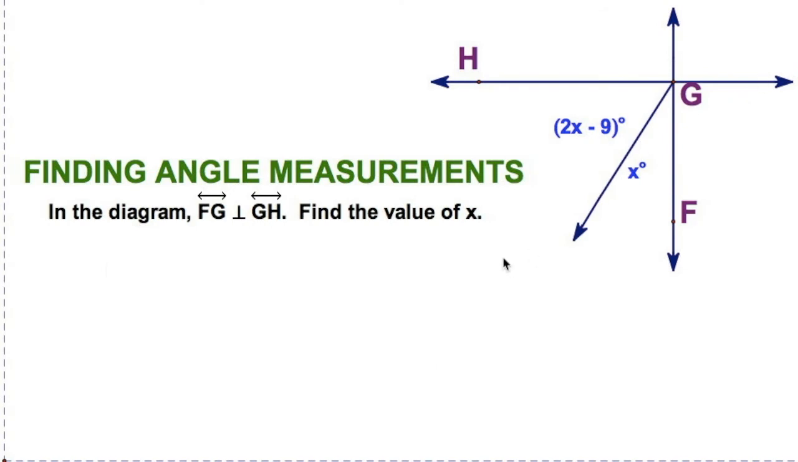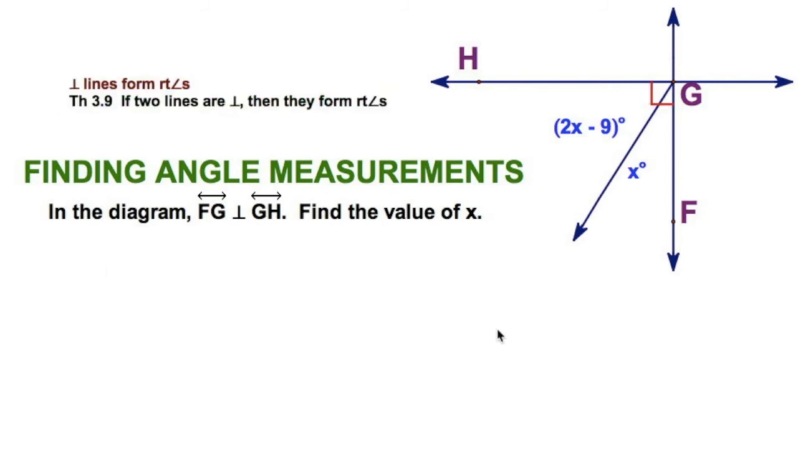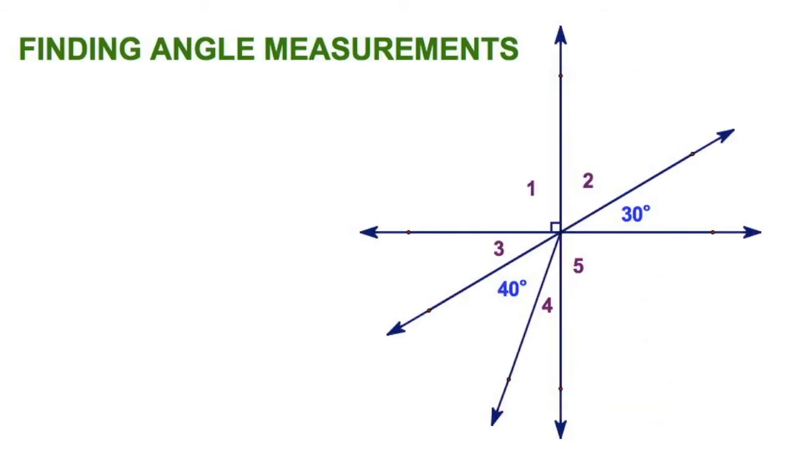How about this one? Again, perpendicular lines form right angles. And it forms 4 right angles, but we only need this one. So I'm going to add this and this, and I'm going to say that equals 90, and work it all out. X is 33.